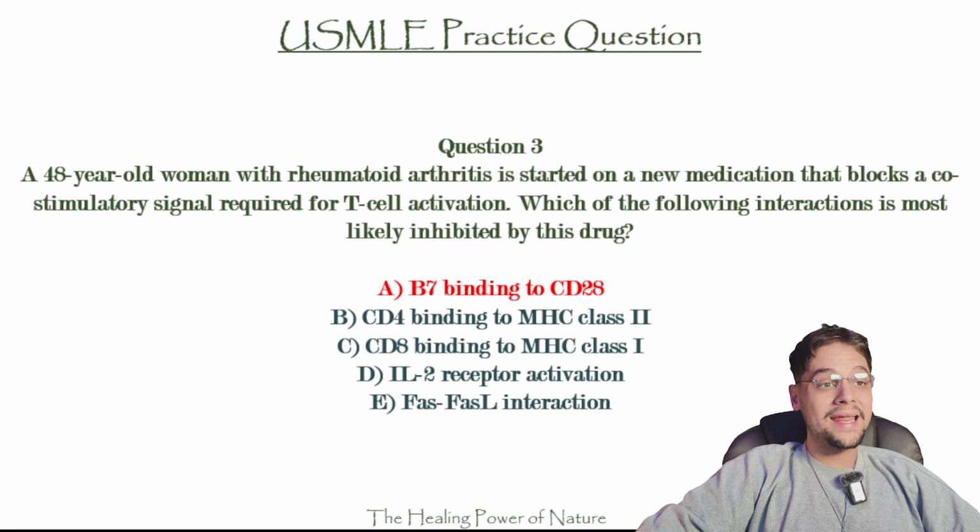CD4-MHC2 (B) and CD8-MHC1 (C) interactions are necessary for antigen recognition but do not provide the second activation signal. IL-2 receptor activation promotes T cell proliferation but is downstream of activation. Fas ligand mediates apoptosis, not T cell activation.